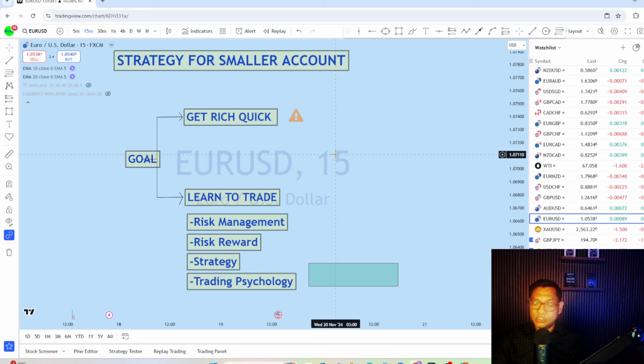Once you have found your risk management plan and a proper risk reward, the next step is to have a strategy. Now, what is a strategy? Well, a strategy means that you trade with an edge.